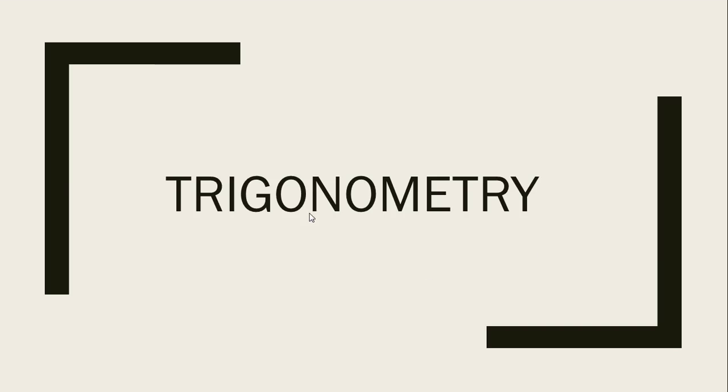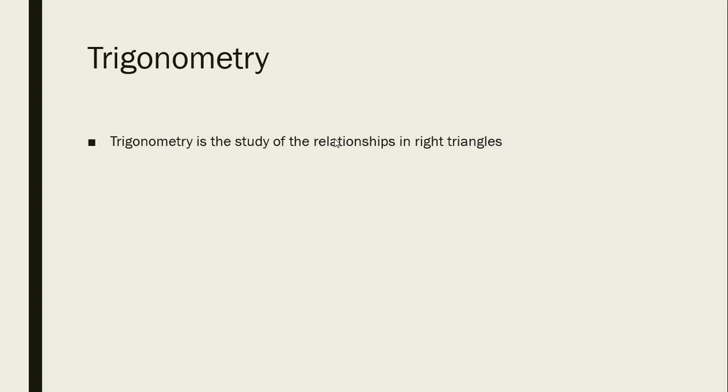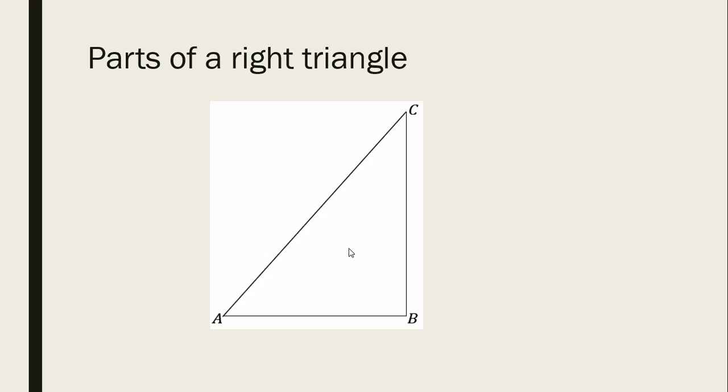So now we're going to look at a completely new topic called trigonometry, which is the study of right triangles. The reason we study right triangles is because they're actually really nice, and it turns out that they actually have a lot to do with circles, which we'll learn a lot more about in Algebra 2. So trigonometry is the study of relationships in right triangles. So let's have a look at the parts of a right triangle.